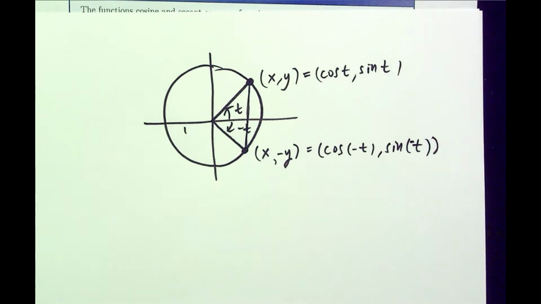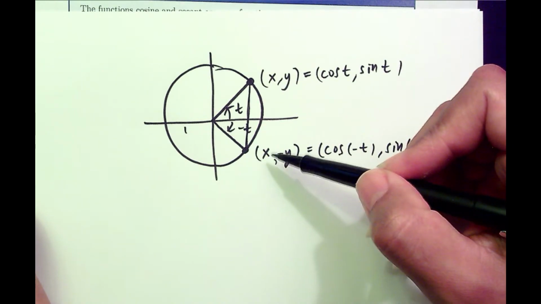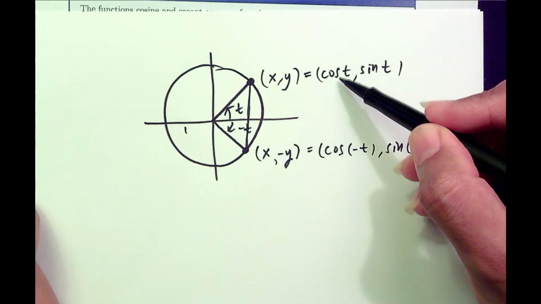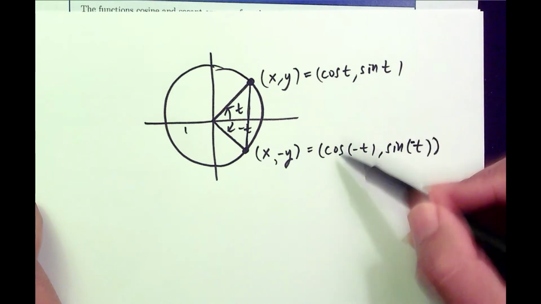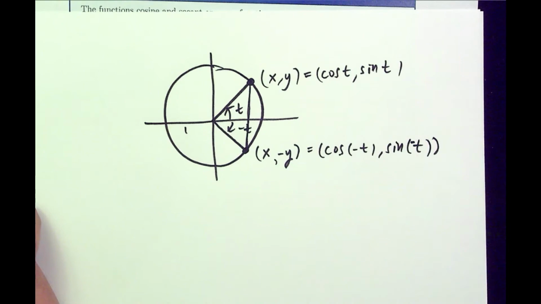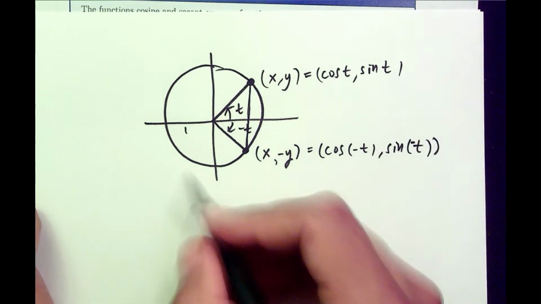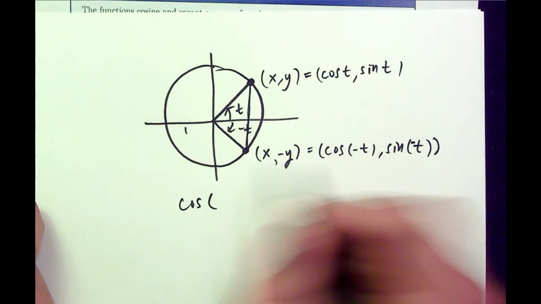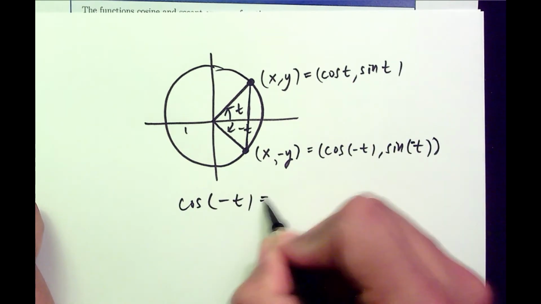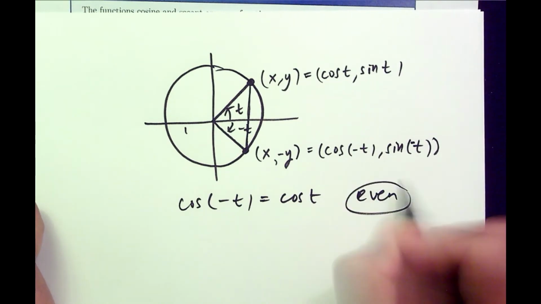All right, so now we compare. If we compare, you see the x and the x is the same. So that means the x coordinate is the same, but the x coordinate is cosine of t for that point, and the x coordinate is cosine of negative t for the other point. But these are supposed to be equal, same x coordinate. So what does that mean? That means that cosine of negative t equals the cosine of t, and that means the function is even.